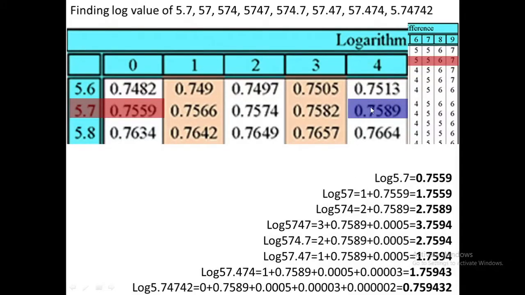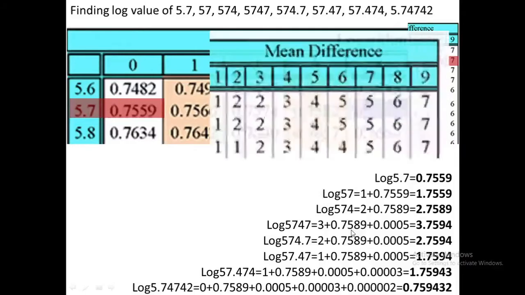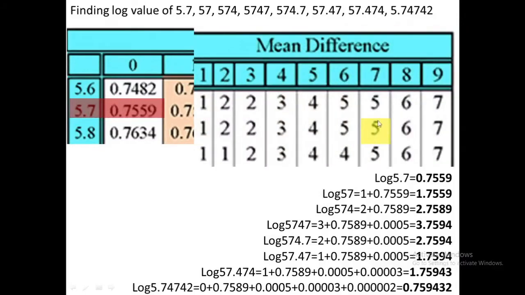But if it is 574, in that case first we have to write 2, and then we have to check the 5.7 on 4. It is 5789. The final value will be 2.7589. Similarly, for log 5747, we have to calculate the mean difference. First we will write 3, then 0.7589, and then the mean difference of 5. As we have already done, the final value will be 3.7594.